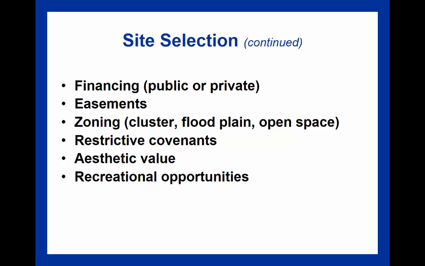Easements, having to get authorization from third parties for the right to traverse other people's property so that your property can be used. Zoning, again, dealing with appropriate zoning. Restrictive covenants, a legal term of art that will be negotiated between two parties to prevent one party from engaging in certain conduct. And then the aesthetic value: is it aesthetically pleasing, and what recreational opportunities exist.